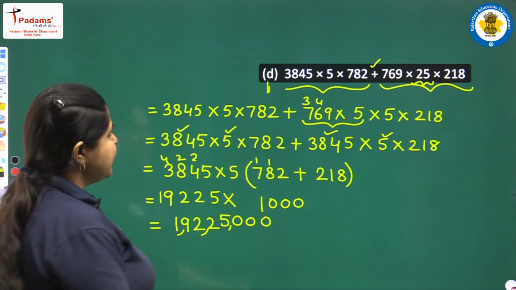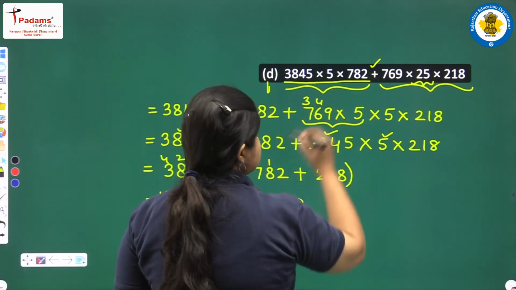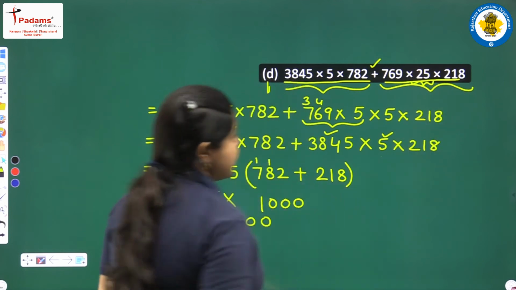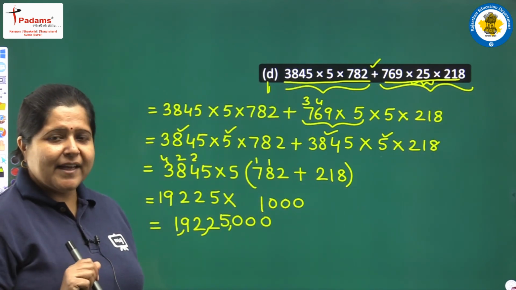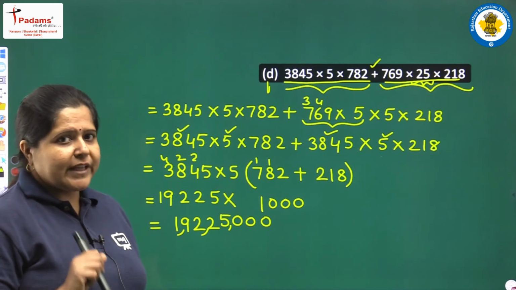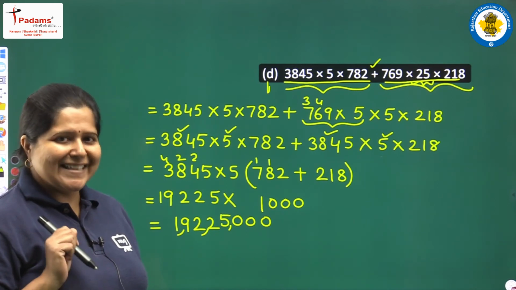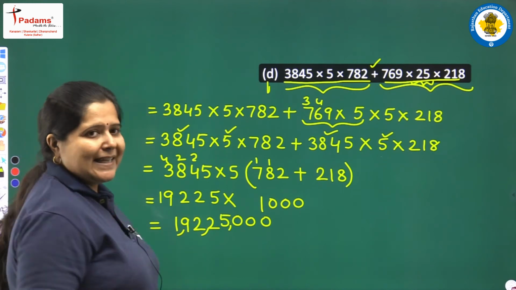And just imagine if you would have multiplied these three numbers first, then these three numbers and then added, how difficult and time taking it would have been, and still it's not sure that you would have got the correct answer, isn't it? So always apply these properties.